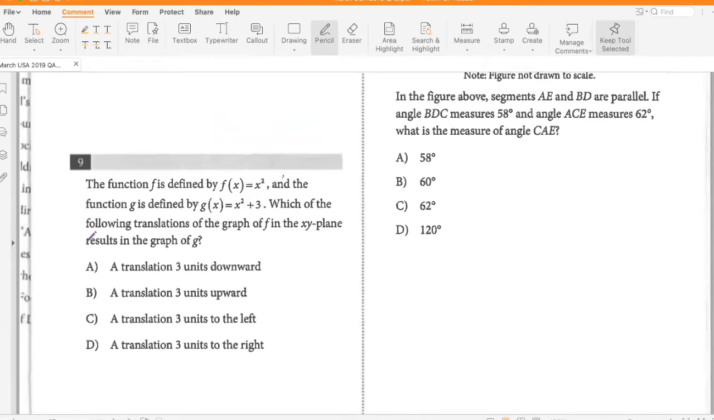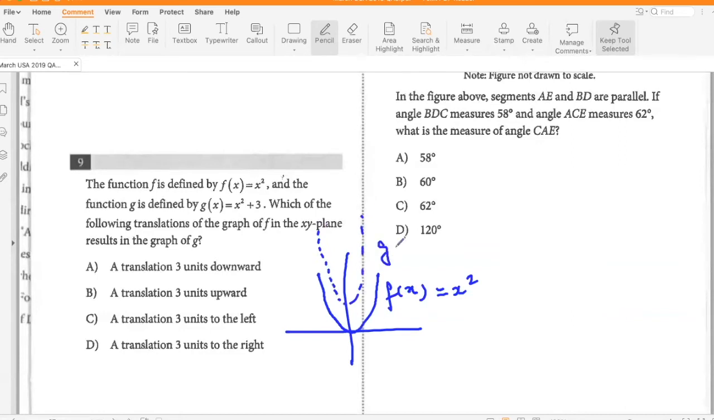The function f is defined by f(x) equals x squared, and the function g is defined by g(x) equals x squared plus 3. Which of the following translations of the graph of f in the xy plane results in the graph of g? So f(x) equals x squared is a parabola with the vertex at the origin. So this is f(x) equals x squared, and g(x) equals x squared plus 3 will be a parabola with the vertex at (0, 3). So we can see that f(x) moved 3 units up would result in g(x). So a translation of 3 units upward.